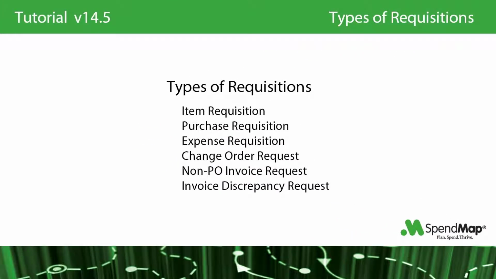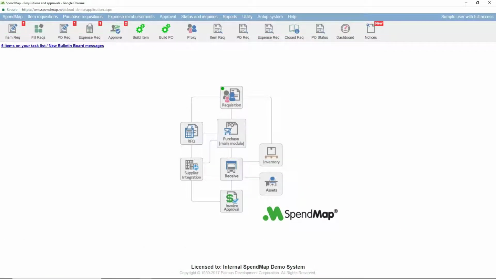There are 6 types of requisitions available in SpendMap, any of which can be used to insert a fast and easy online approval step before certain types of transactions can be processed in the system. For example, if approval is needed before purchase orders are placed with suppliers, a buyer would enter a purchase requisition rather than an actual purchase order, and only once the requisition is approved will it be converted or flipped into an actual purchase order that goes to the supplier.